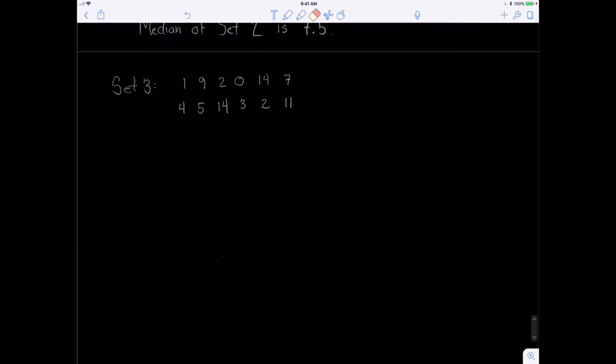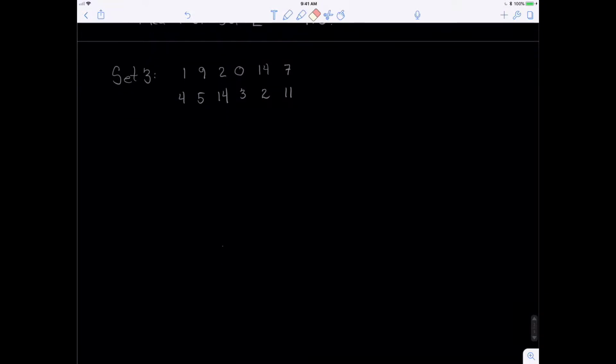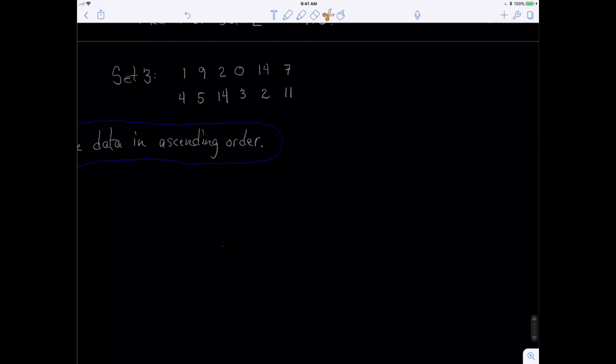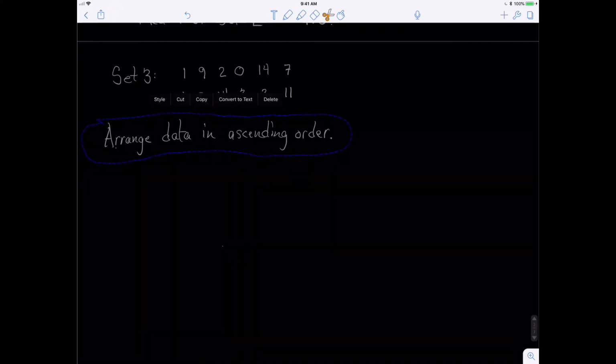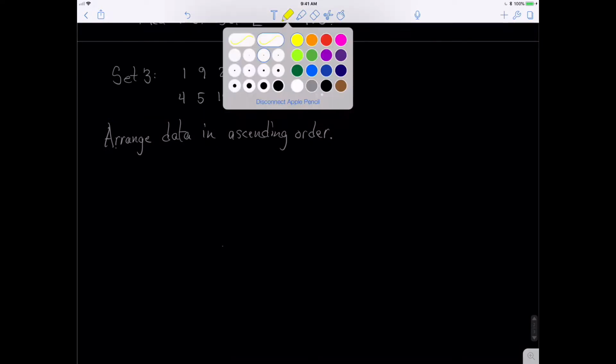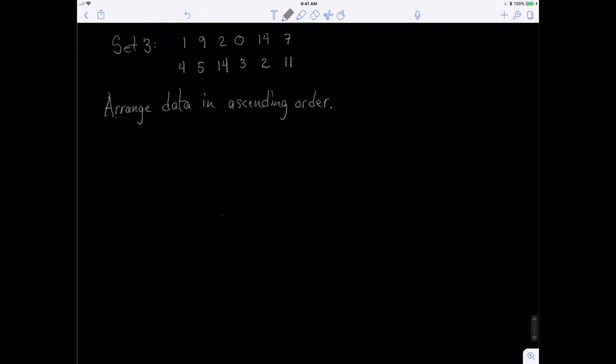Hi, in this video, part 2 of lesson 7, we're going to take the finding of the median one step further than we did in the previous video. We're going to start the process exactly the same way as last time. Before we can find the median of the data, we need to arrange it in ascending order. So let's do that here.